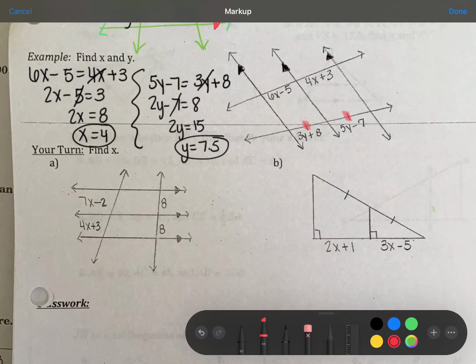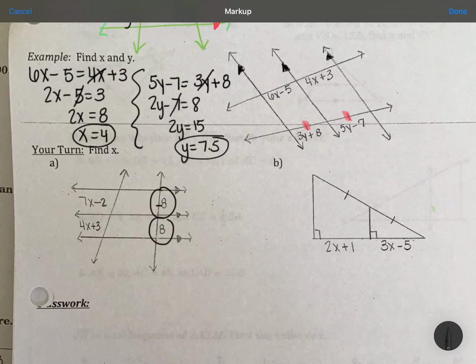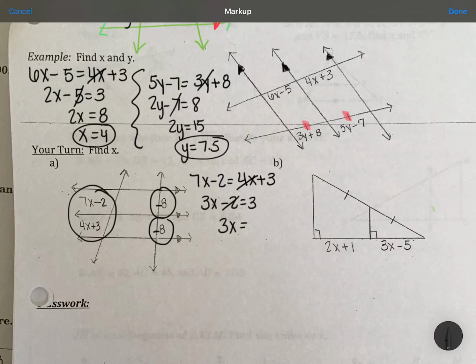And there's two problems there. All right, so if you notice, the 8s are congruent to each other. So we can now say that these two are congruent to each other. So my equation would be 7x minus 2 equals 4x plus 3. Hopefully that's what you did. Subtract 4x and you get 3x. Add 2 and you get 5. Divide by 3 and you get 5/3.